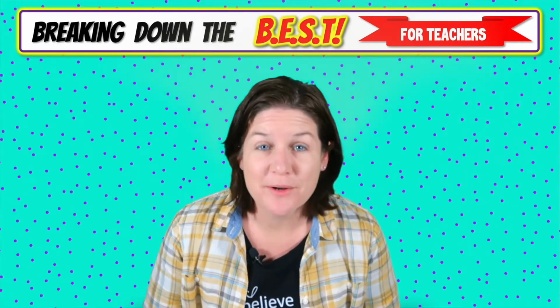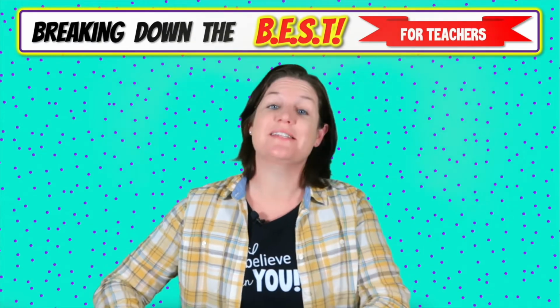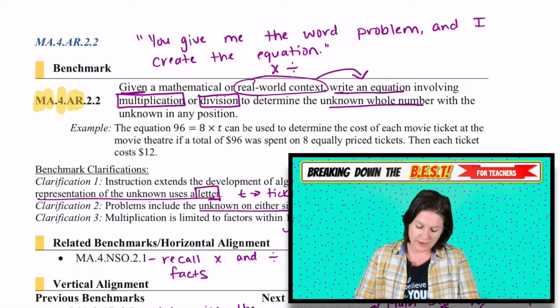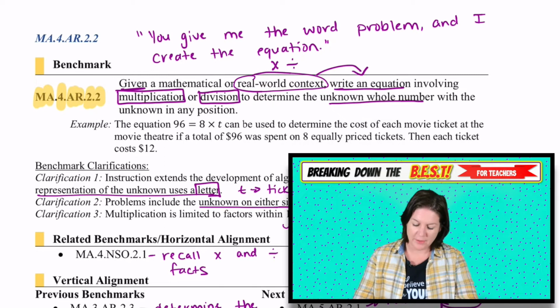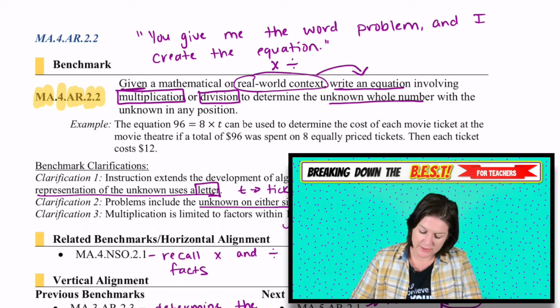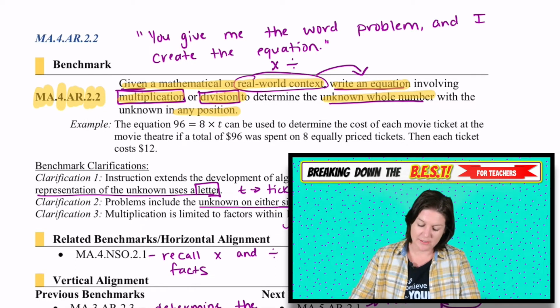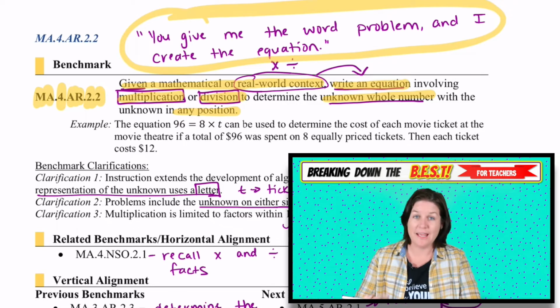Hey everyone, my name is Sarah McCarthy and I'm super excited that you're joining me today as we break down the following standard. Today's standard is MA.4.AR.2.2. We are in the algebraic reasoning strand for 4th grade. And the standard today says, given a mathematical or real-world context, write an equation involving multiplication or division to determine the unknown whole number with the unknown in any position. Basically, you give me the word problem and I can create the equation for it. That's what the standard is all about.